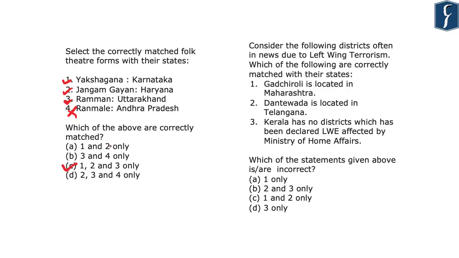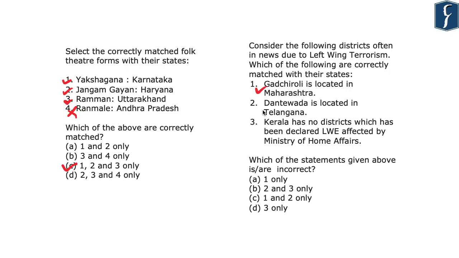1, 2, and 3. Similarly, since we discussed the news related to Naxalism, it is also important to do a few map related practice with respect to left wing extremism areas. The question says, consider the following districts often in news due to left wing terrorism. Which of the following are correctly matched with their states? Gadchiroli is located in Maharashtra. Now this statement is correct.